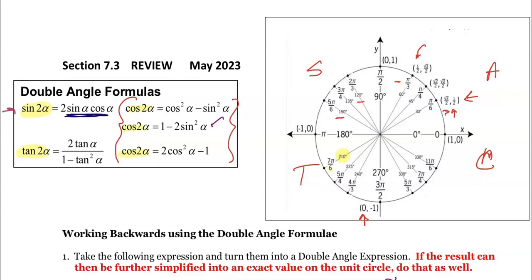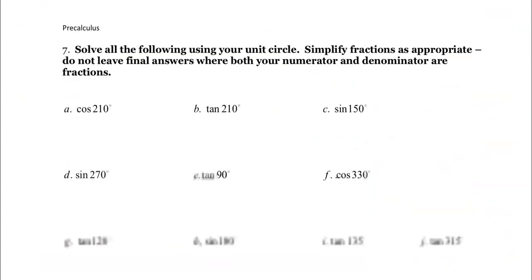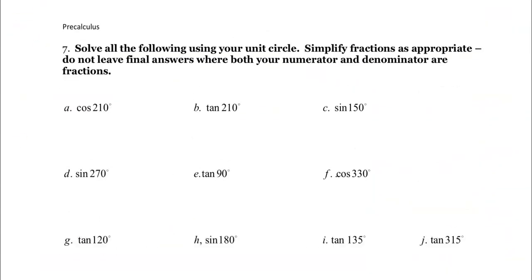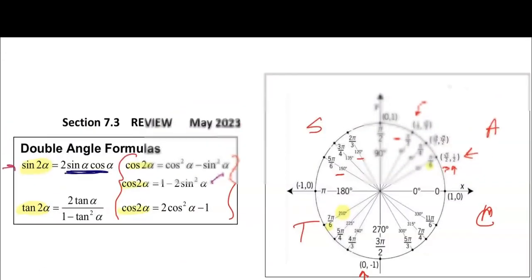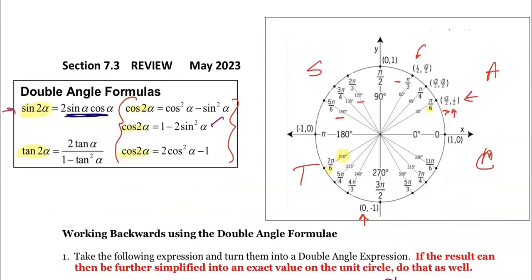7 pi over 6 has a reference angle of pi over 6. Cosine is the first value. So I have my negative from the quadrant and the root 3 over 2. So let me write that down over here. So this is going to be negative from the quadrant and then root 3 over 2. Okay, tan of 210. Do the same thing. Come up here. Okay, 210 is right over here.